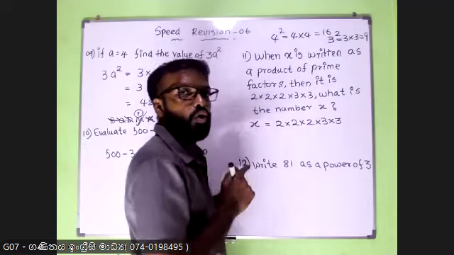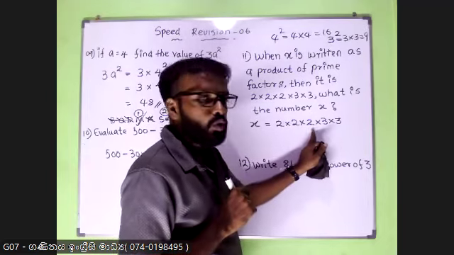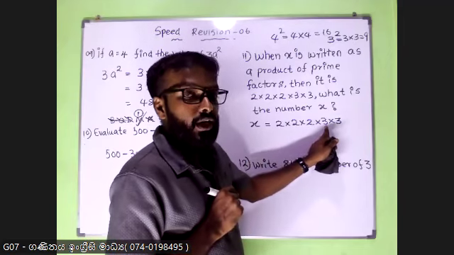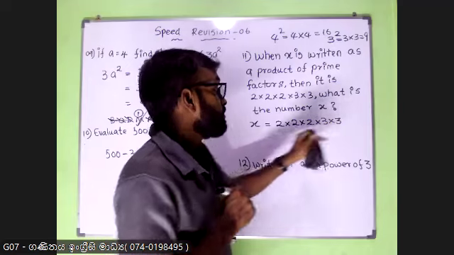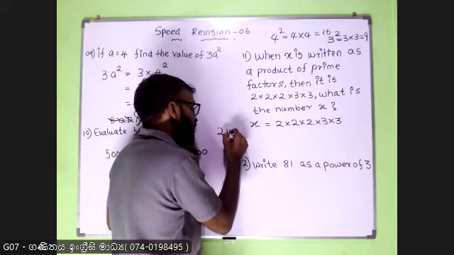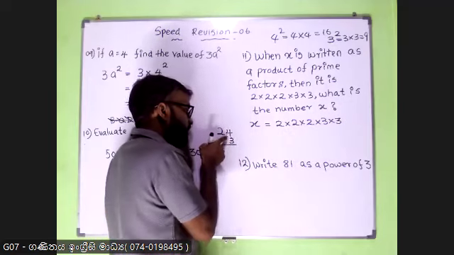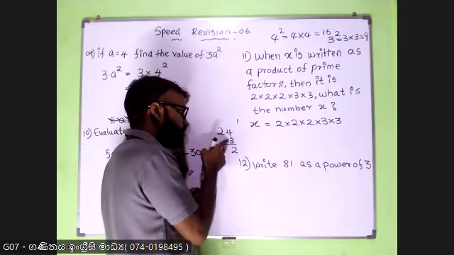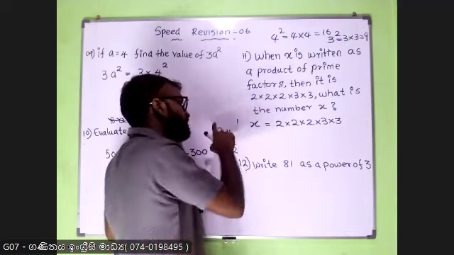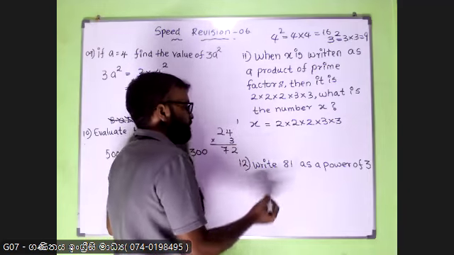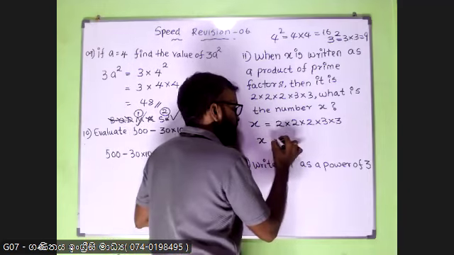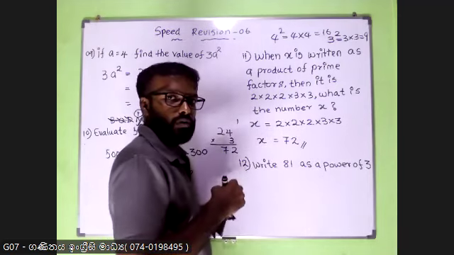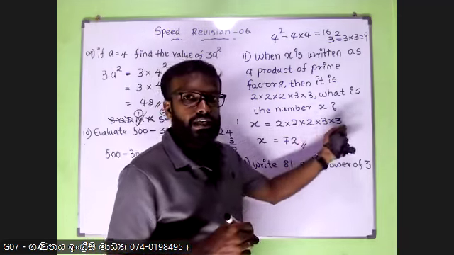2 times 2, 4. 4 times 2, 8. 8 times 3, 24. 24 times 3: 3 times 4, 12, remainder 1. 3 times 2, 6, 6 plus 1, 7. So x is 72. You have to multiply them with each other.